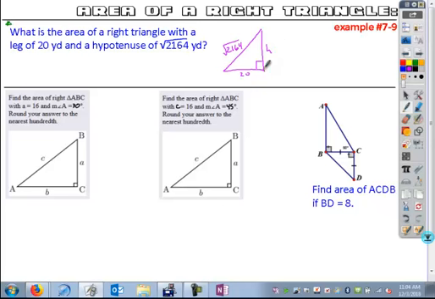Because base times height, when you're dealing with the right triangle, one of the legs is your base, the other leg's your height. And now, it's possible that you could use perpendicular from the hypotenuse to the right angle, but it's just usually going to be easiest just to use the legs as the base and height of this triangle.